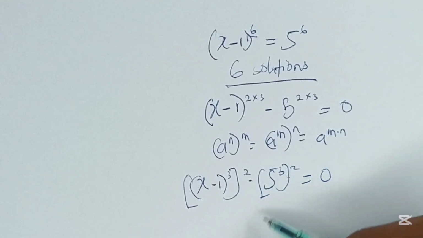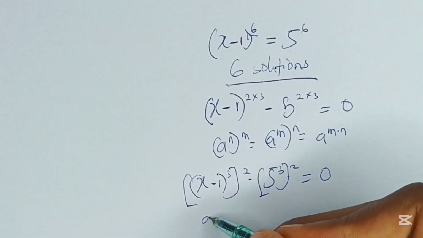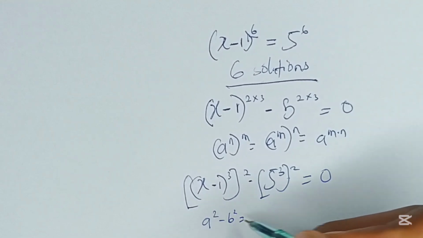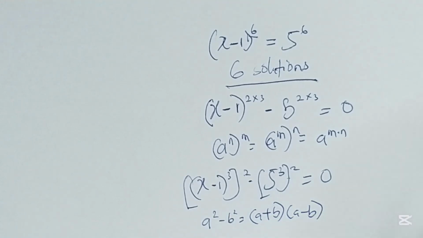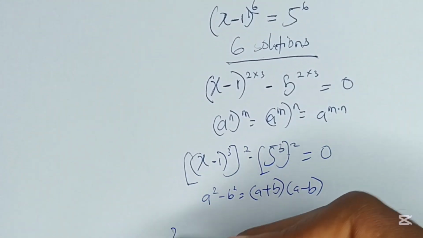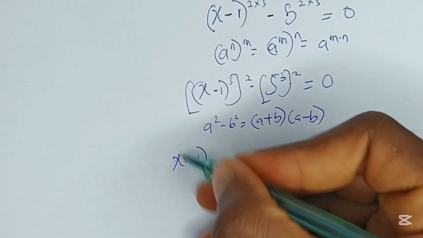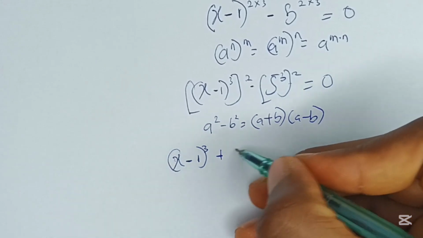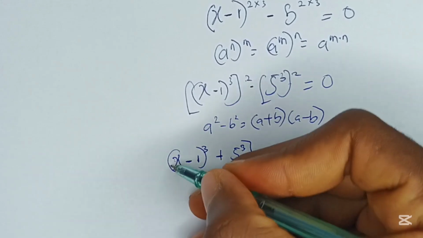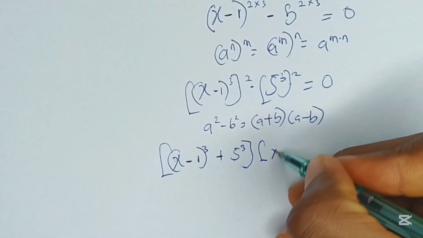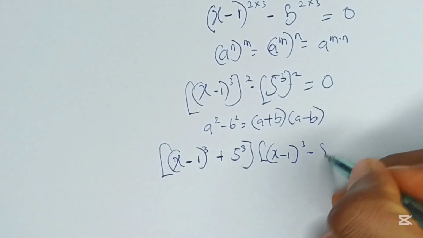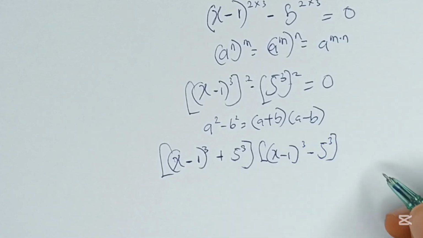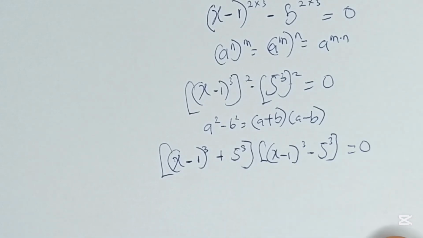This is a difference of two squares, and difference of two squares states that a² - b² is equal to (a + b)(a - b). Okay, so what we're going to have here is now ((x - 1)^3 + 5^3) multiplied by ((x - 1)^3 - 5^3). Alright, and this is equal to 0.